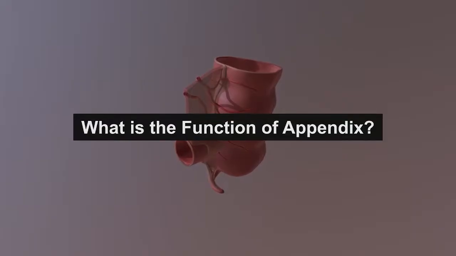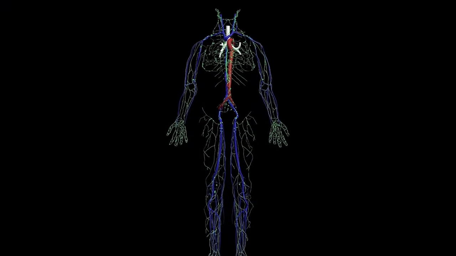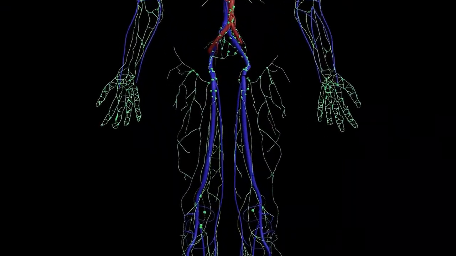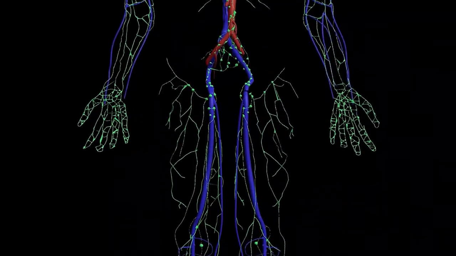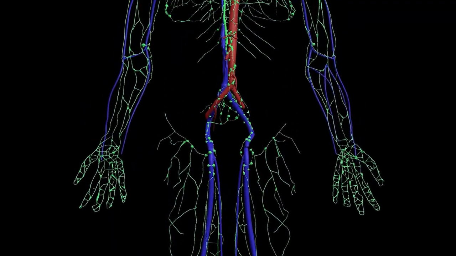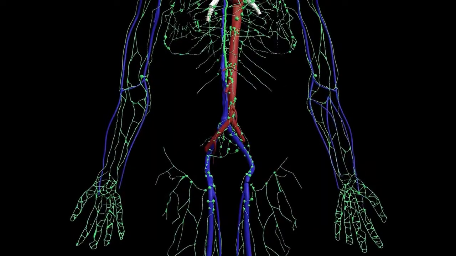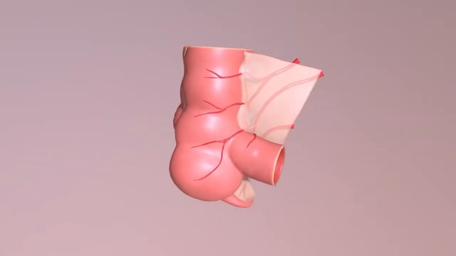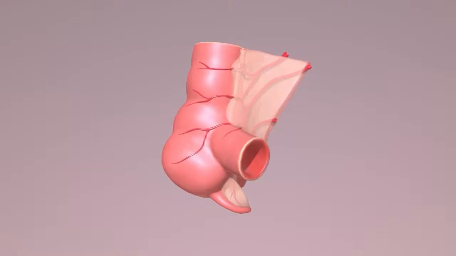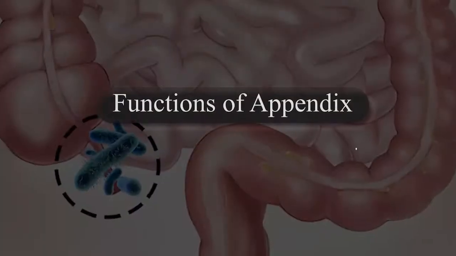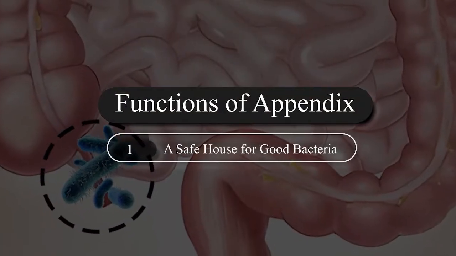What does the appendix actually do? More recent research shows that the appendix may still have important functions, especially in supporting our immune system and maintaining a healthy balance of gut bacteria. Let's take a closer look at the two main functions scientists now believe the appendix performs. 1. A safe house for good bacteria.